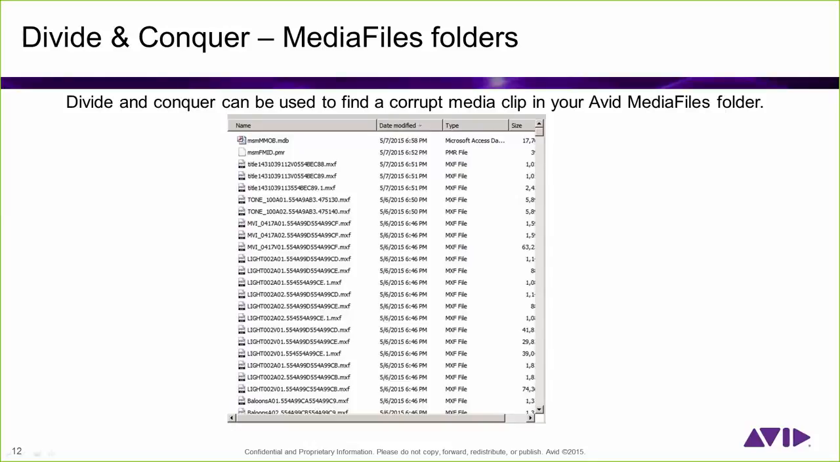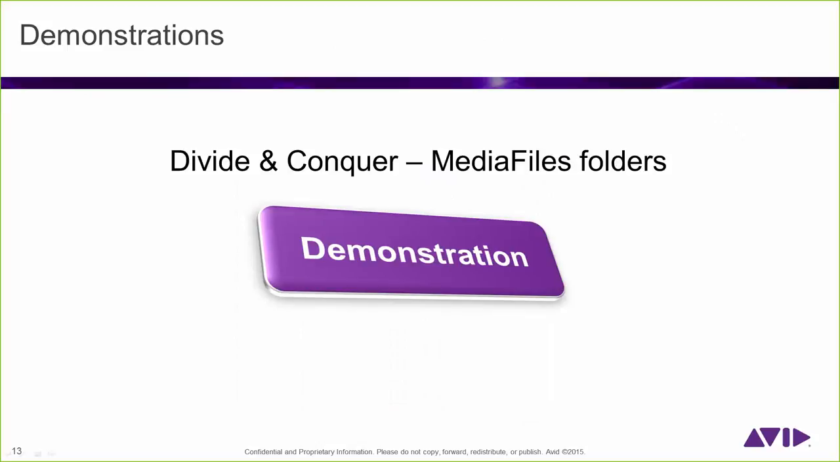So in our media files folder here, we're on a standalone environment, so I do have MDB and PMR files. And when you're doing a divide and conquer with a media files folder, the first thing that you might want to do is just simply delete those and relaunch the editing application. If the editing application is already open, it's okay to go ahead and delete those, because as soon as you bring the editor back forward, it'll realize that it needs to rebuild those files. So let's open up one of my Avid Media Files folders here. We'll go to our demonstration.